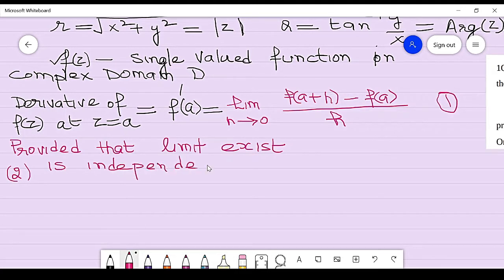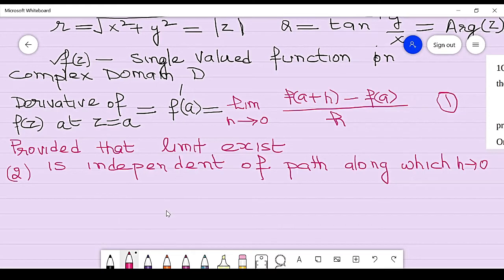It is independent of path, every path along which h approaches 0. So along that path it is independent. Independent means it has the same values.